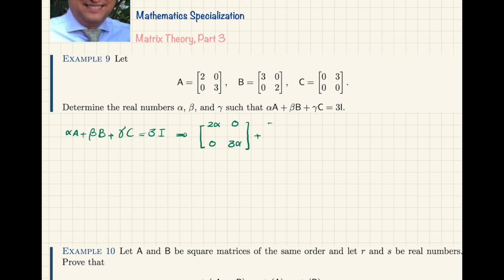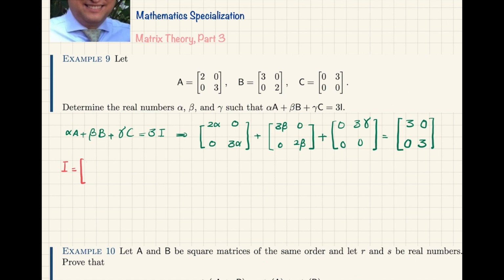Yes, and then I go to this, beta times B, which is 3 beta, 0, 0, 2 beta. Yes, and, oops, I don't know why sometimes this feature doesn't work. And then plus gamma times 0, 3, 0, 0. And on the right hand side, the identity matrix, do you remember, is 1 and 1 on the diagonal entries. When I multiply that, those become 3, but these remain 0. Yes, so what I have used is that I is actually this matrix.